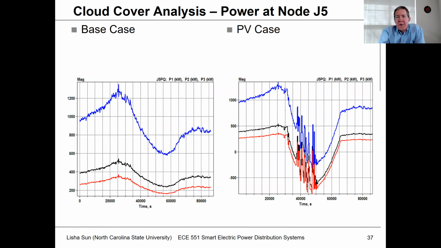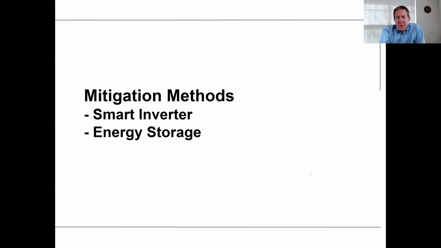And then this shows power at node J5. And this probably isn't something we're as concerned about. We're more concerned about what this is going to look like at the top of the feeder. But again, this shows you the impact of the intermittency. Okay, so anyway, what we'll do in this last segment is we'll take a look at some mitigation methods and how we model that in OpenDSS.